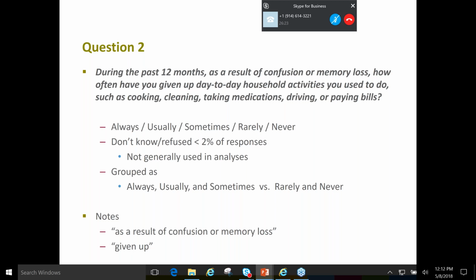And again, some notes here. This applies only to specific change that a respondent attributes to increased confusion or memory loss. And also, this refers to having given up activities. So if a person still performs activities, but maybe performs them in a different way or less frequently, they may not report that as part of this question. Next slide.